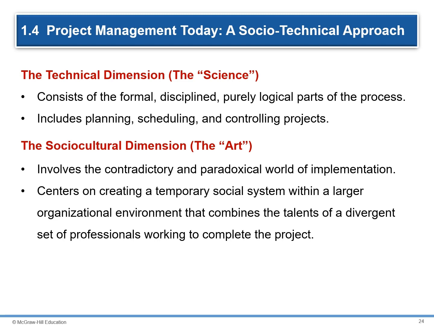So project management has two dimensions. The technical dimension can be referred to as the science, and consists of the formal, disciplined, purely logical part of the process, including, for example, planning, scheduling, and controlling projects. On the other hand, project management today also encompasses the social-cultural dimension, which is termed the art. It involves the contradictory and paradoxical world of implementation, and centers on creating a temporary social system within a larger organizational environment that combines the talents of a divergent set of professionals working to complete the project.